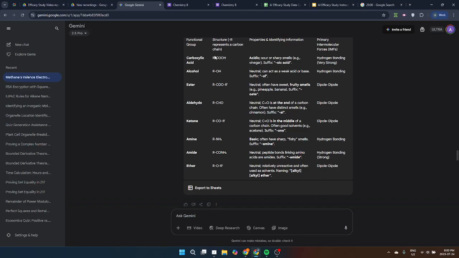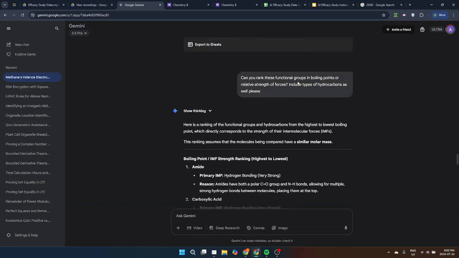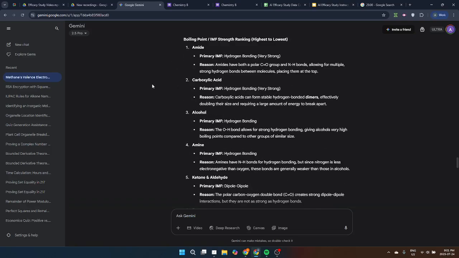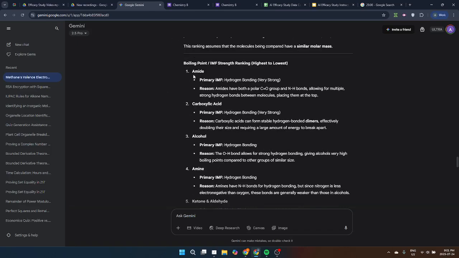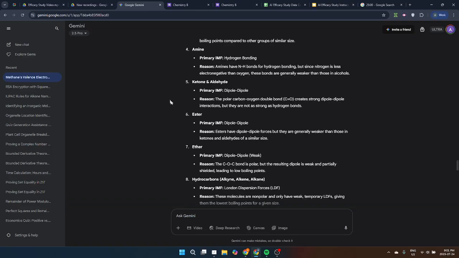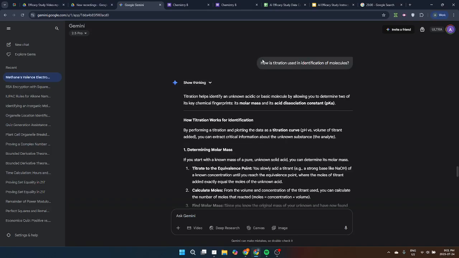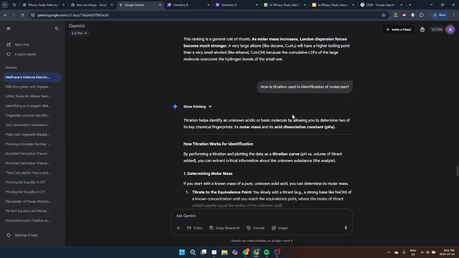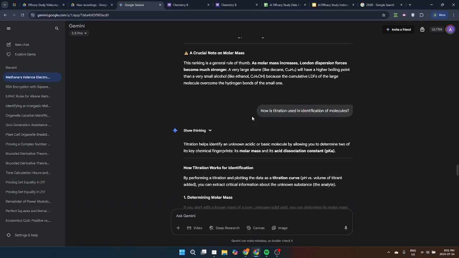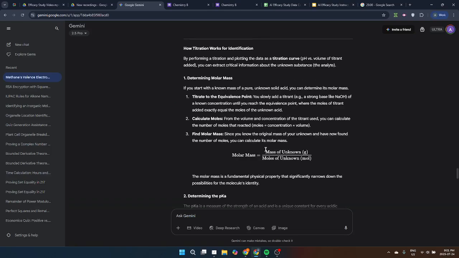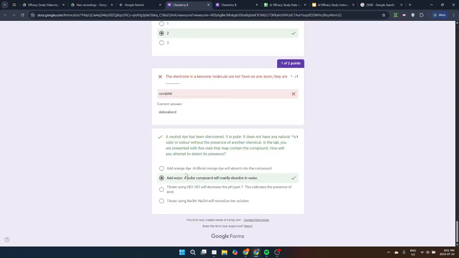This was slightly helpful, I guess, as a refresher on how to identify each of these functional groups. Then a bit more clarifying conceptual questions on boiling points. I asked it to rank the strength of the forces and thus their boiling points. Then I asked one of the last questions, about titration, because I was a bit thrown by that last question here.